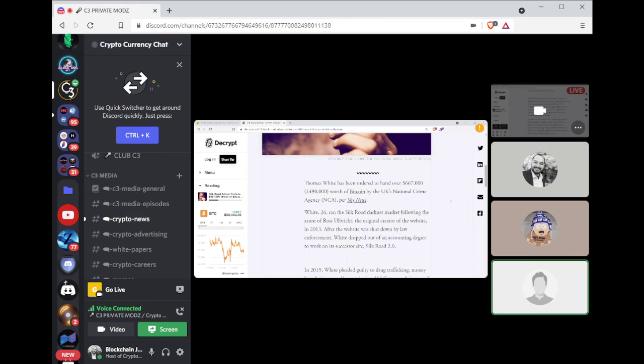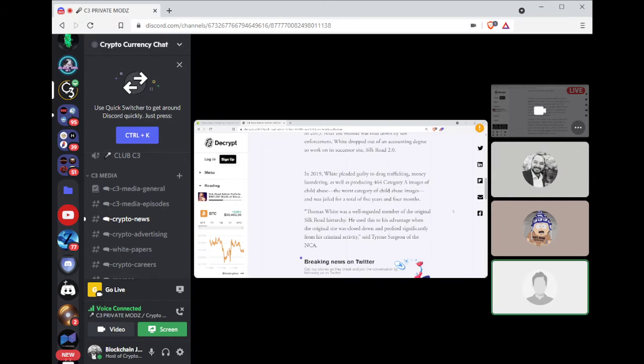White, 26, ran the Silk Road darknet market following the arrest of Ross Ulbricht, the original creator of the website, in 2013. After the website was shut down by law enforcement, White dropped out of an accounting degree to work on its successor, Silk Road 2.0. In 2019, White pled guilty to drug trafficking, money laundering, as well as producing 464 Category A images of child abuse. That sounds terrible. The worst category of child abuse images, and was jailed for a total of 5 years and 4 months. Wow, it seems like he got off easy.